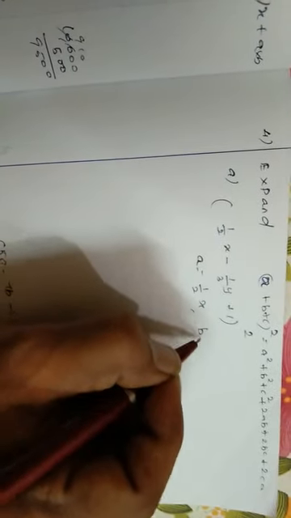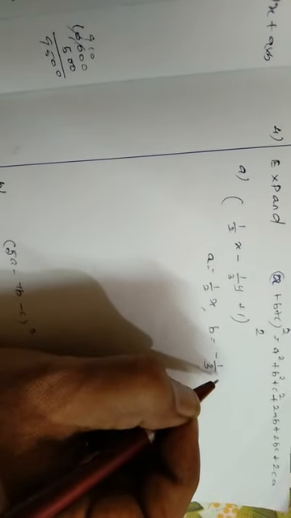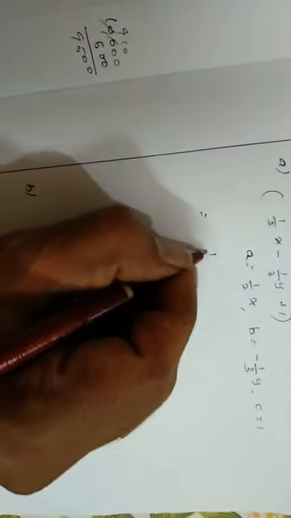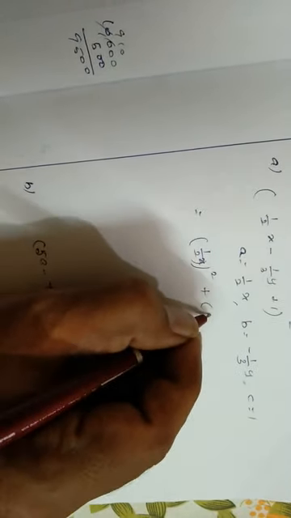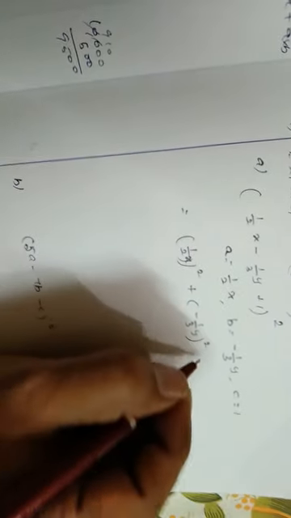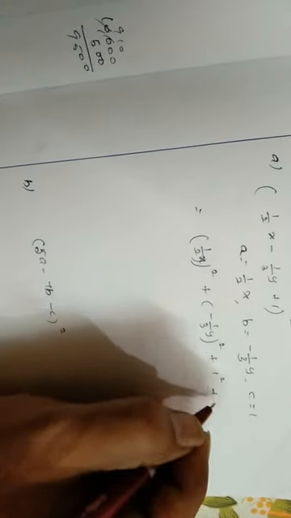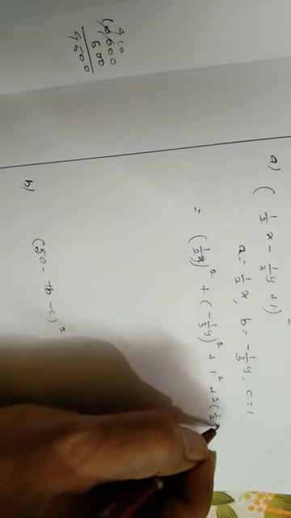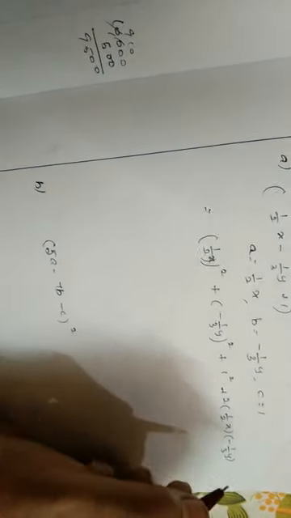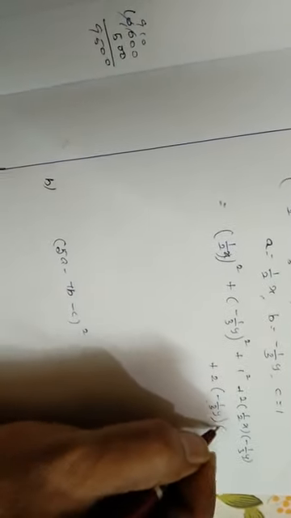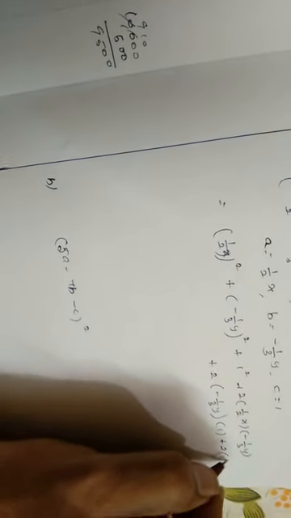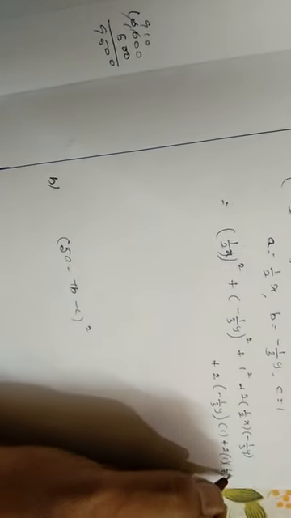So therefore a equal to 1 by 2x, b equal to minus 1 by 3y, and c equal to 1. Substitute. Therefore a square, 1 by 2x the whole square, plus minus 1 by 3y the whole square, plus 1 square, plus 2 into ab, 1 by 2x into minus 1 by 3y, plus 2bc, minus 1 by 3y into 1, plus 2ca, 1 into 1 by 2x.